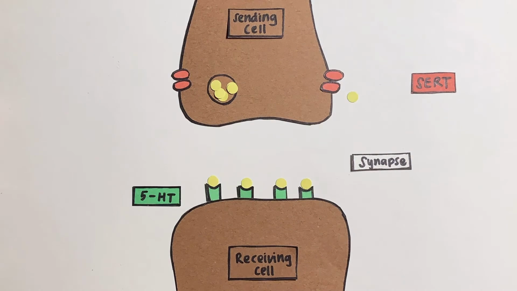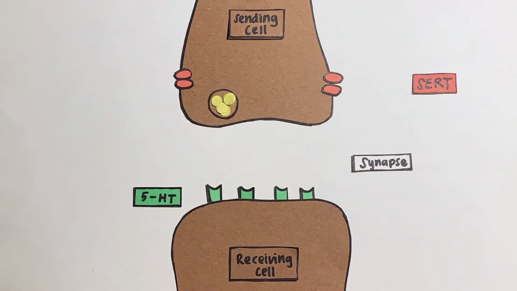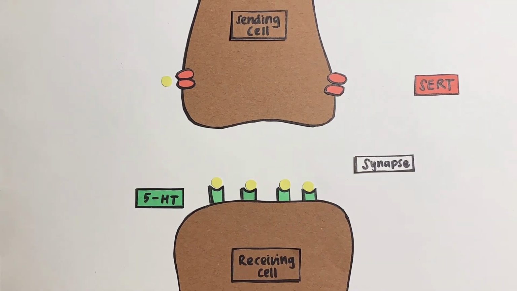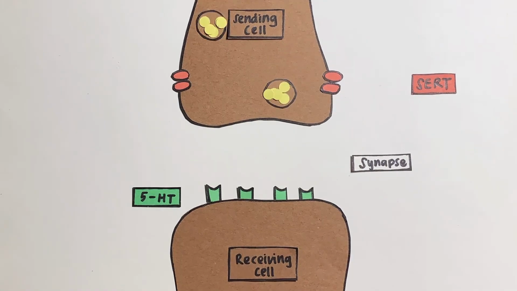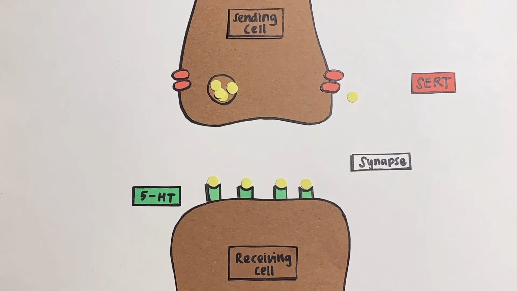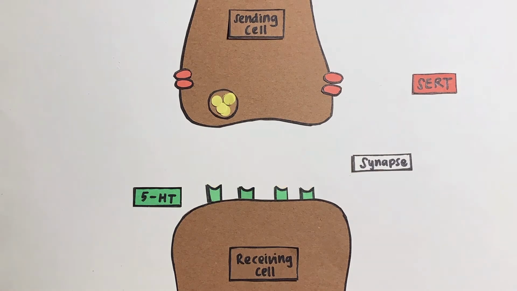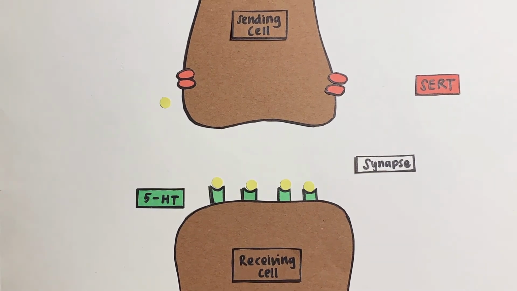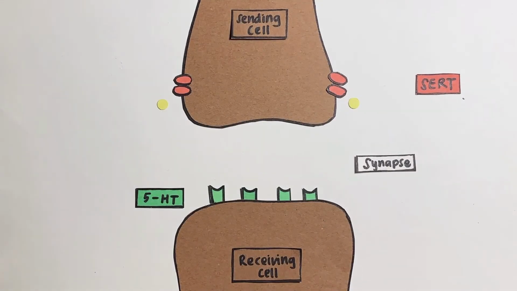However, some are reabsorbed back into the sending cell through the serotonin transporter, abbreviated as SERT. As a result, the serotonin gets back in position into the vesicles to help with the next nerve signal. Like stated before, people who have depression have a serotonin imbalance. The overall level of serotonin is low, and some of it is reabsorbed too fast.